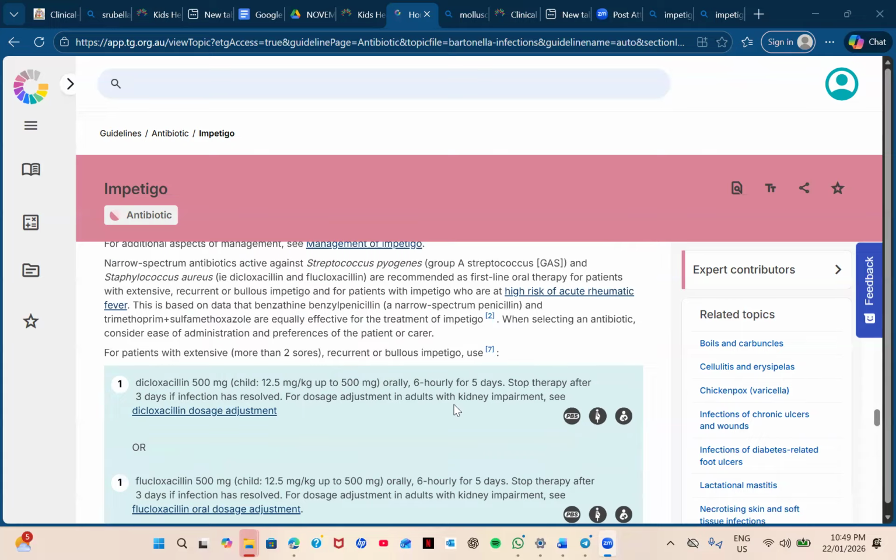what is the other indication? What is the next indication for this treatment? Hurry up and type in the chat. What is the other indication? What is the other indication, doctor?